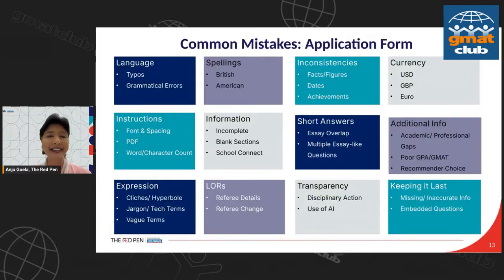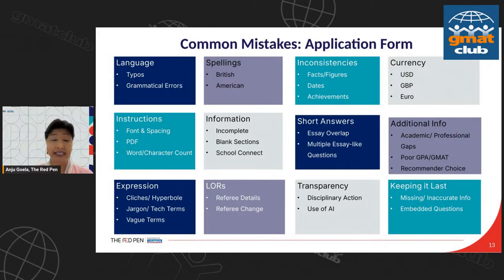Let's talk about the common mistakes candidates make in the application form. Now, I have bucketed them under different headings, and I'm going to go over them one at a time. Language. You really need to pay attention to the typos and grammatical errors. Please go over your entire application a few times before submission. Proofread your application, make sure that there are no typos or grammatical errors.